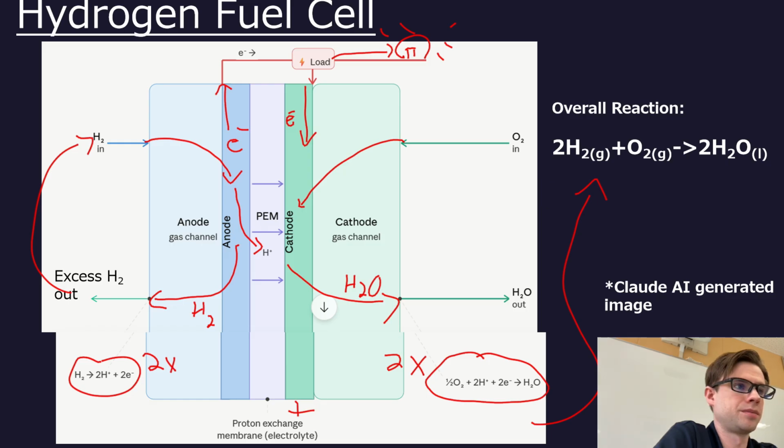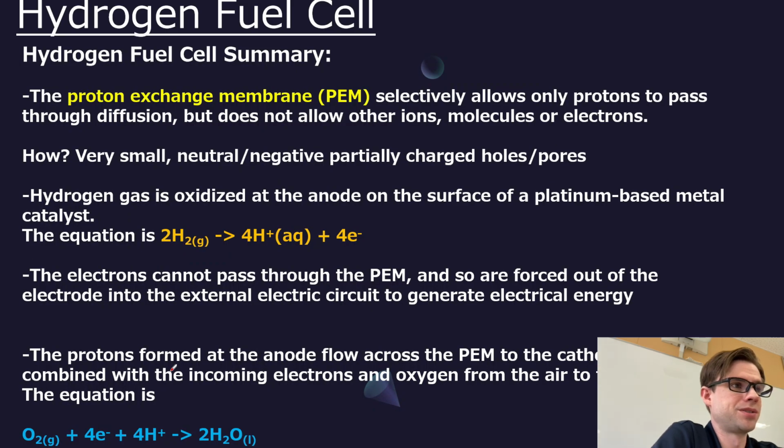All right, moving on. Summary of this, most of what I just said. So the proton exchange membrane, PEM, selectively allows only protons to pass through by diffusion, but does not allow other ions, molecules, or electrons. How? Well, very small neutral or negative partially charged holes or pores will allow the protons to go through. Hydrogen gas is oxidized at the anode on the surface of a platinum-based metal catalyst. That equation is 2H2 goes to 4H plus 4e, multiplied by 2 for this to work out.